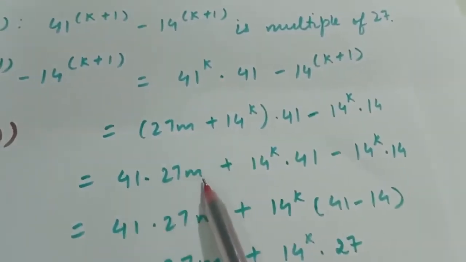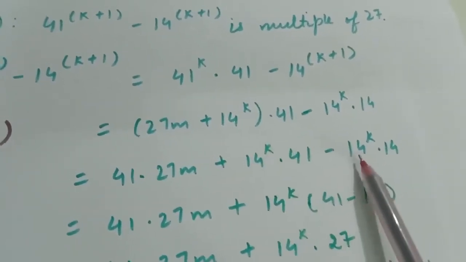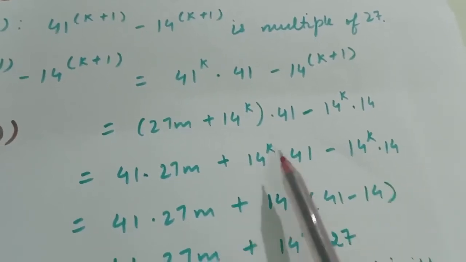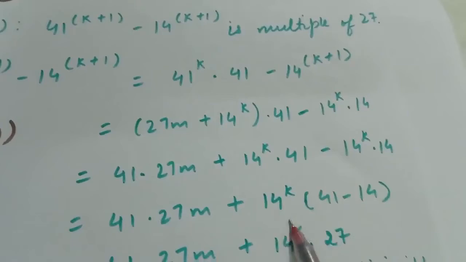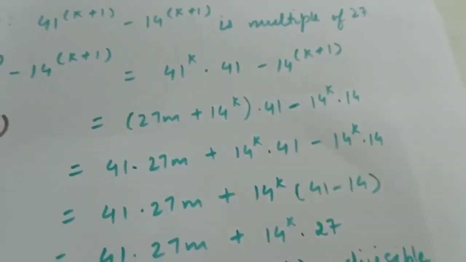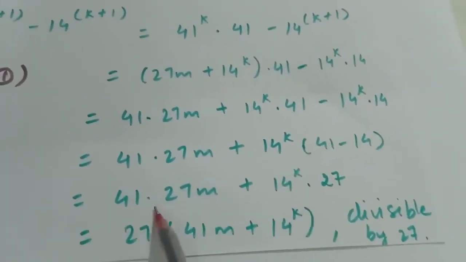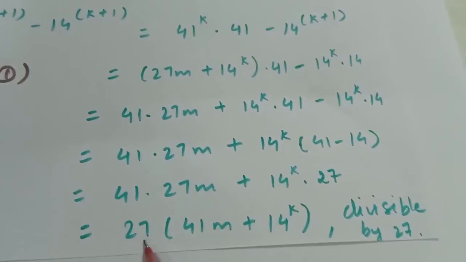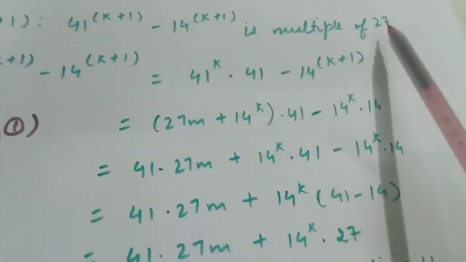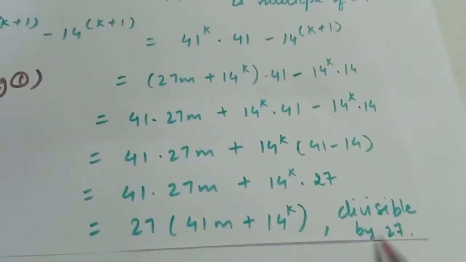41 into 27m plus 41 into 14 raised to the power k minus 14 raised to the power k into 14. Now in the next step, taking 14 raised to the power k common from these two terms, what will be left? 41 minus 14, which is nothing but 27. So from both of these terms we can take 27 common. This is what we wanted to show, that this term is a multiple of 27, and here we have shown that it is a multiple or divisible by 27.